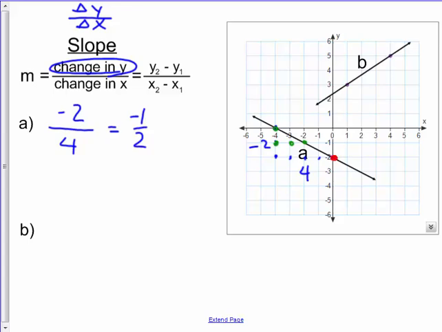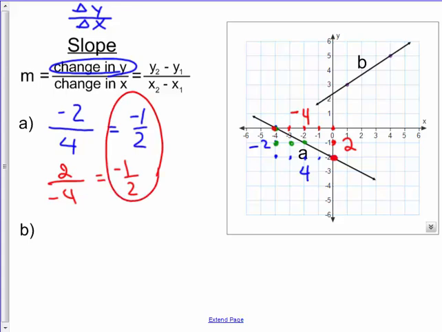I could have also started at another point and gone up 2. So if I look at the red point there, I went up 2, that's a positive 2, and to the left. Now when I go to the left, that's a negative. The x's are decreasing, so that would be up 2 to the left 4, or a negative 4. Notice the slope is still negative 1/2 here. Still going to be the same. So it doesn't matter which point you start at, which point you end at, the slope will always be the same.